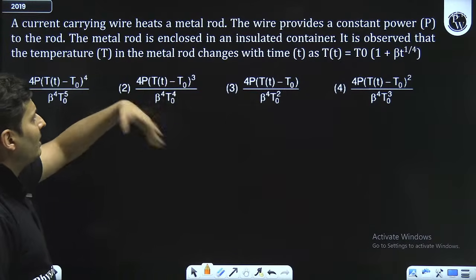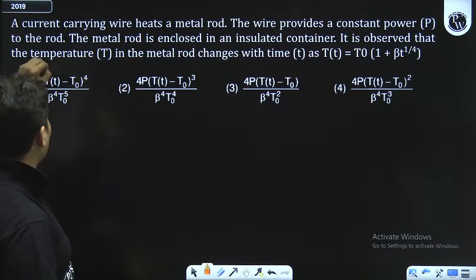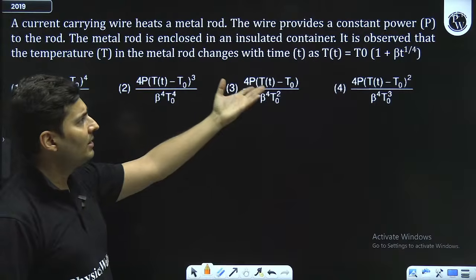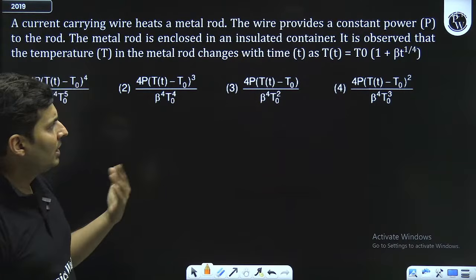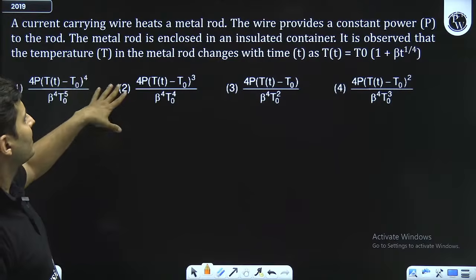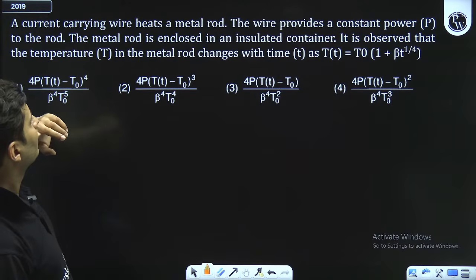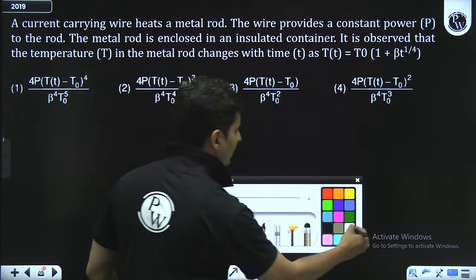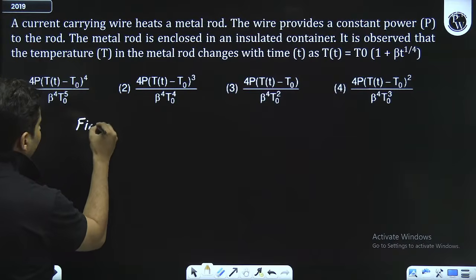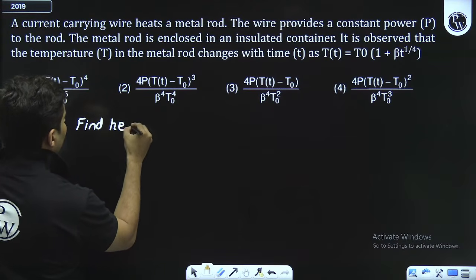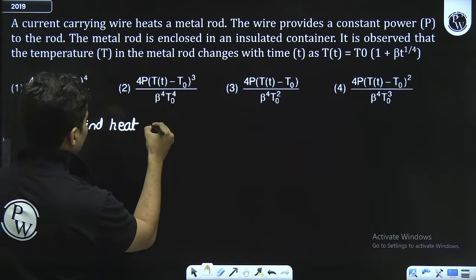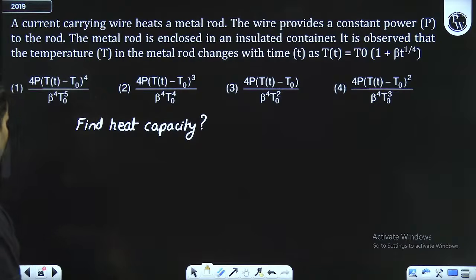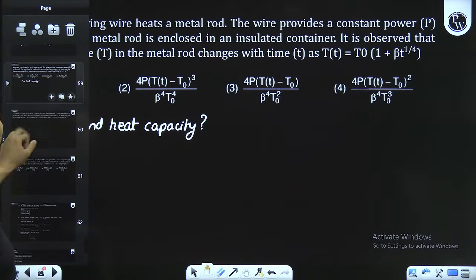There is a current carrying wire, a metal rod. The wire provides some power and the metal rod is enclosed in a container. It is observed that the temperature of this rod changes as a function of time. Then what is the heat capacity? I think the question should have been to find the heat capacity, but that is not printed. Yes. Okay, so the question is to find the heat capacity.